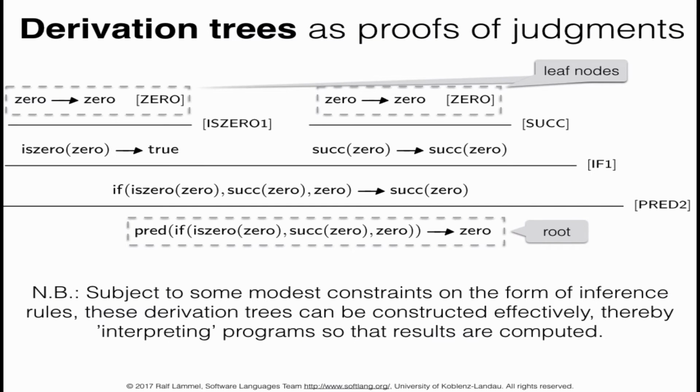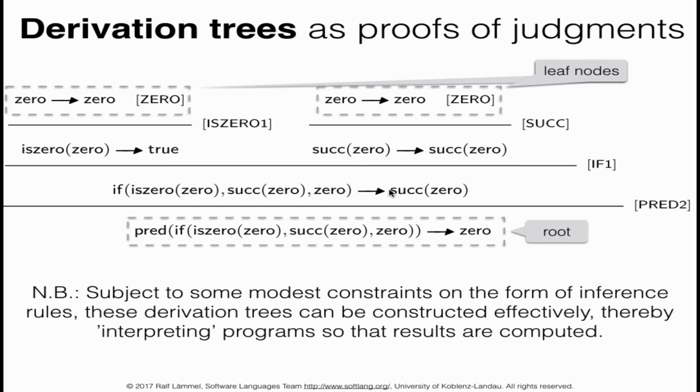The way we apply the inference rules to a given initial judgment can be represented as a tree, as a derivation tree. So here we show the proof of the judgment that this complicated expression, pred, if, etc., evaluates to zero. So the proof in this tree-like shape basically just applies inference rules systematically. So here we see that the outermost construct is pred. So we need to determine the appropriate pred rule, which turns out to be pred2 here.